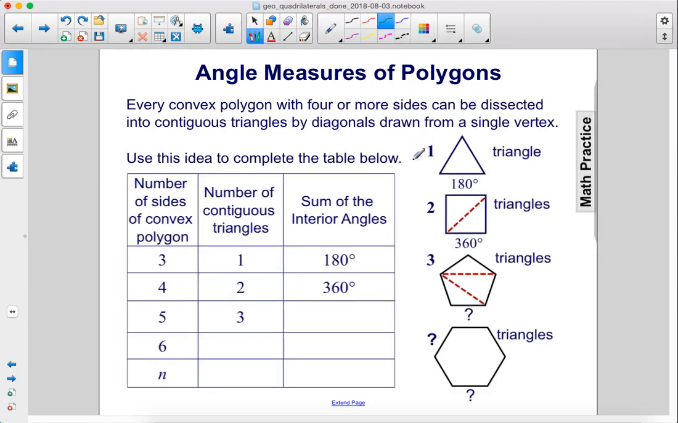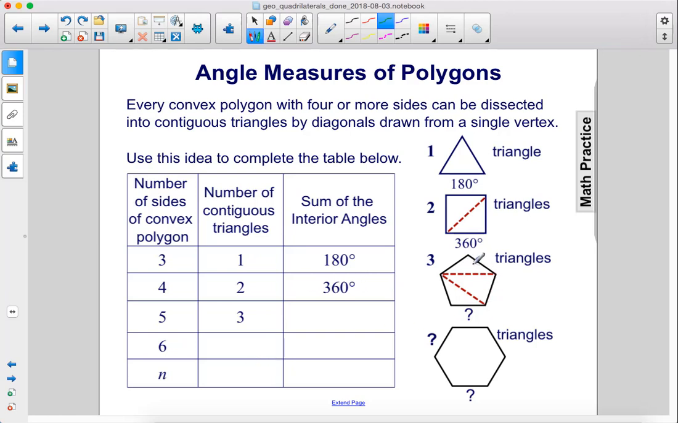Every convex polygon with 4 or more sides can be dissected into contiguous triangles by diagonals drawn from a single vertex. Use this idea to complete the table below. All right, so here we have the number of sides of a convex polygon, the number of contiguous triangles that you can draw, and the sum of the interior angles. So here we have a triangle, therefore the sum of the interior angles is 180 degrees. Here we have a quadrilateral with 4 sides. We can divide that up into 2 triangles, therefore that's 180 plus 180 gives us 360.